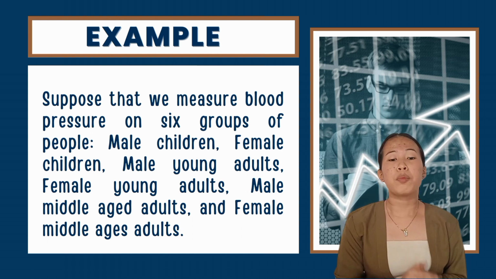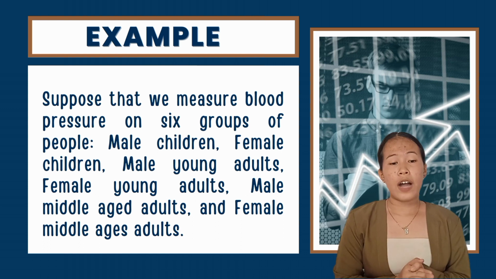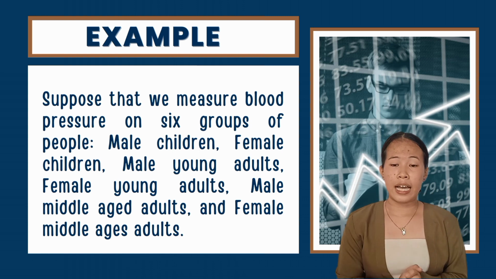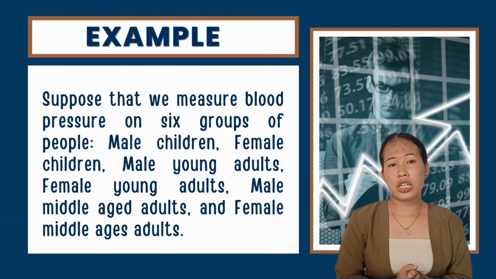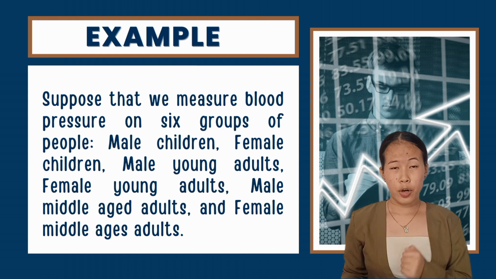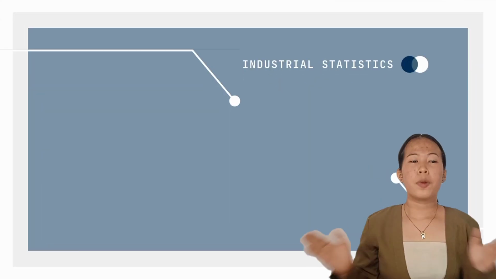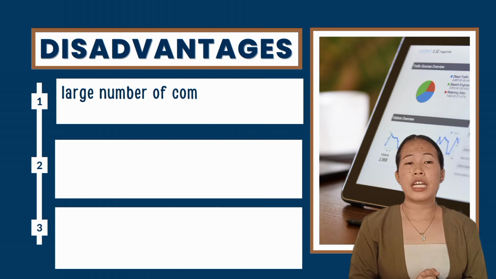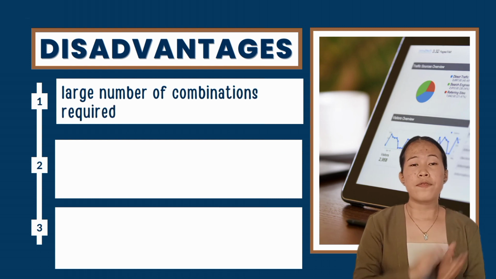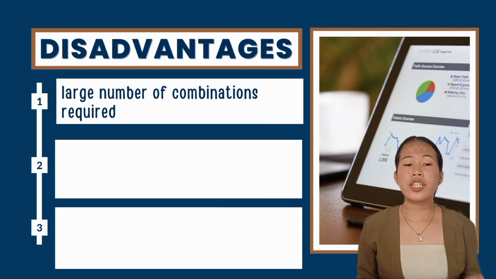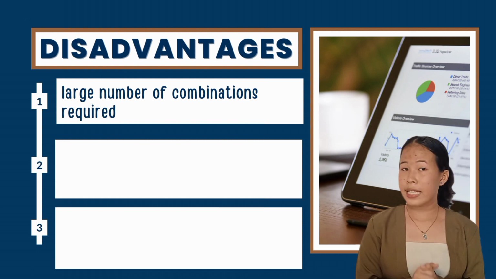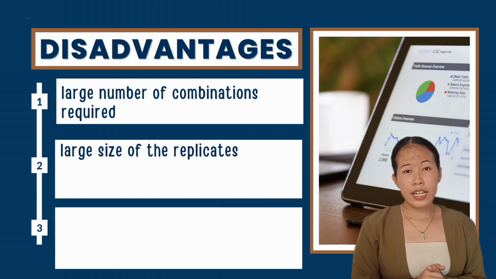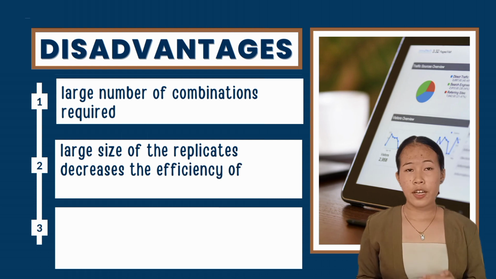Initially, we will consider models for data where only 2 factors are used. And also, we will at first only consider balanced data, in which all treatment combinations have the same number n of replicates. Moving on, we have here the disadvantages. First, large numbers of combinations are required. So, in factorial treatment structure, very large numbers of combinations are needed to study several factors at several levels. Second, the large size of replicates decreases the efficiency of the experiment.